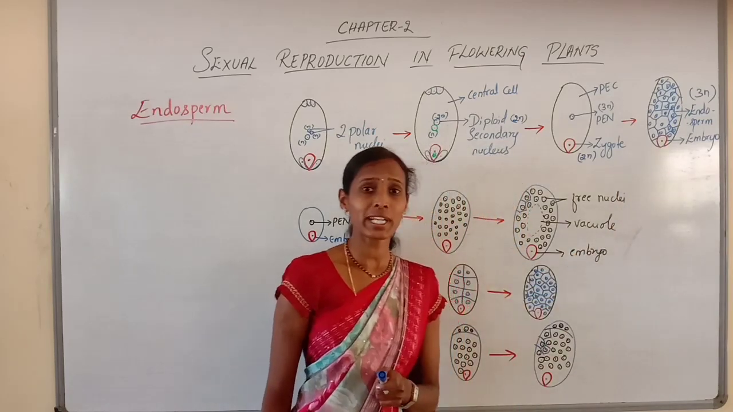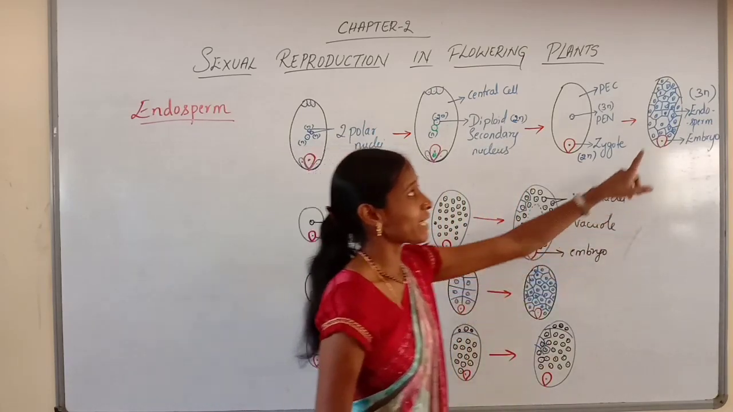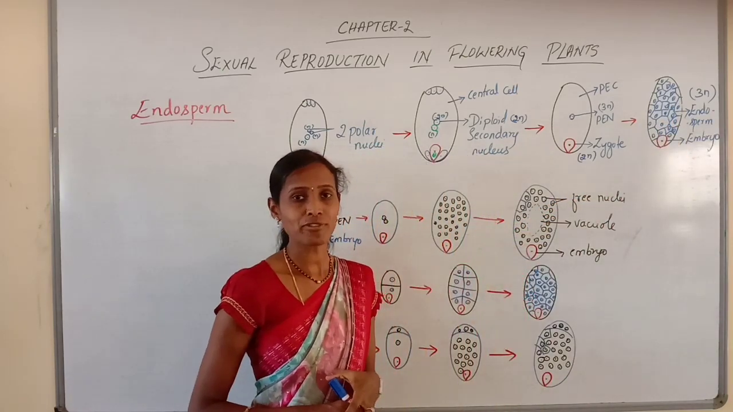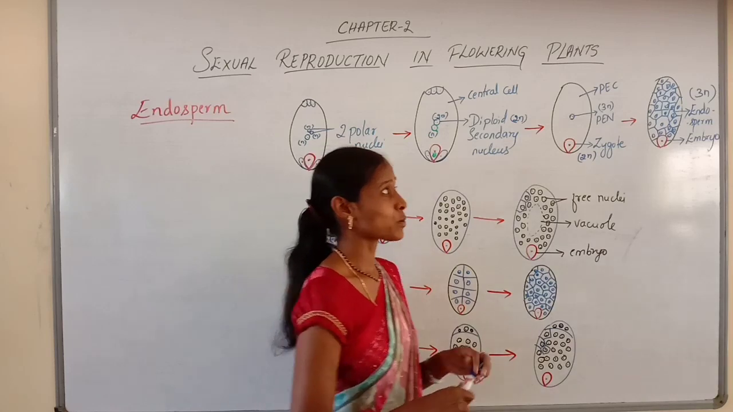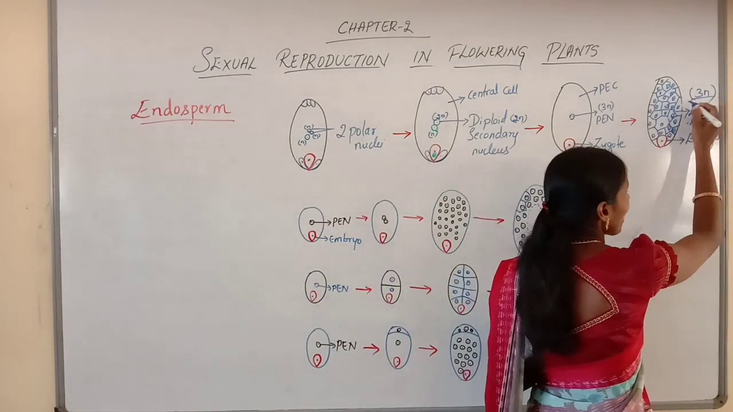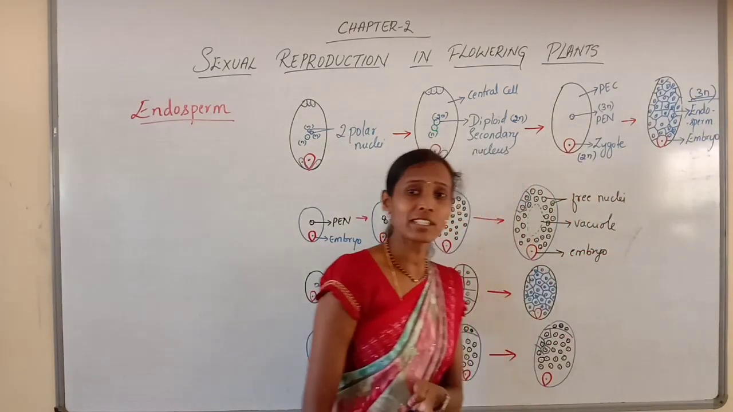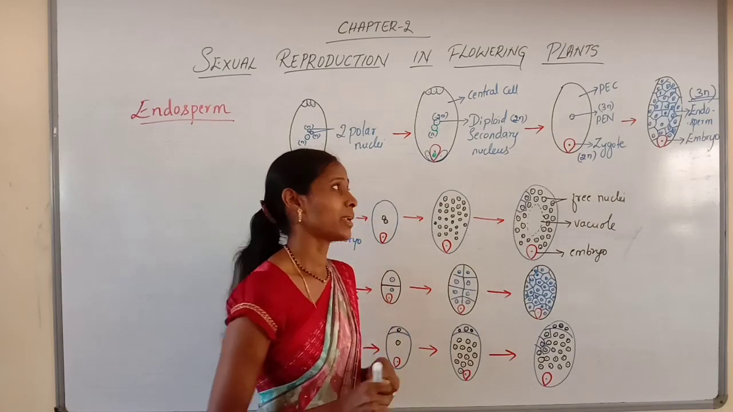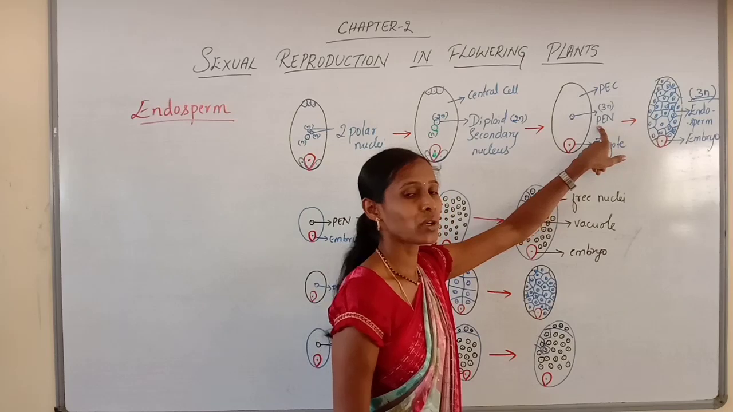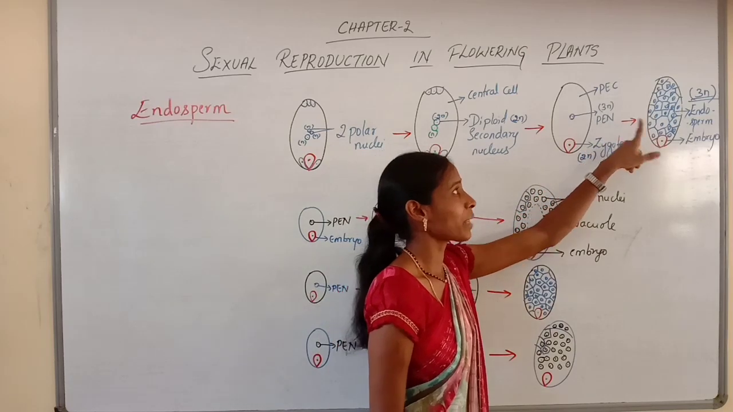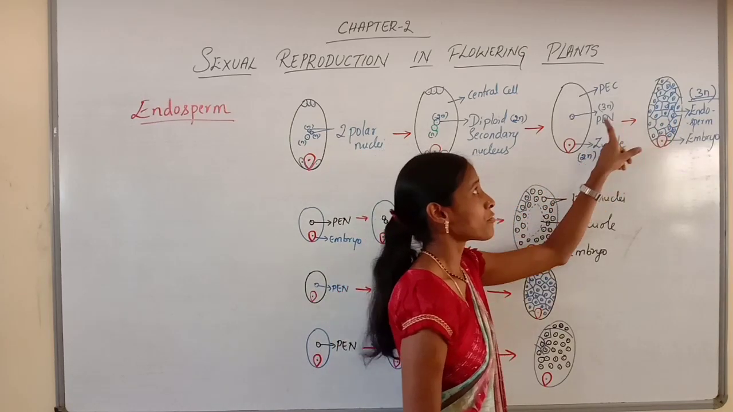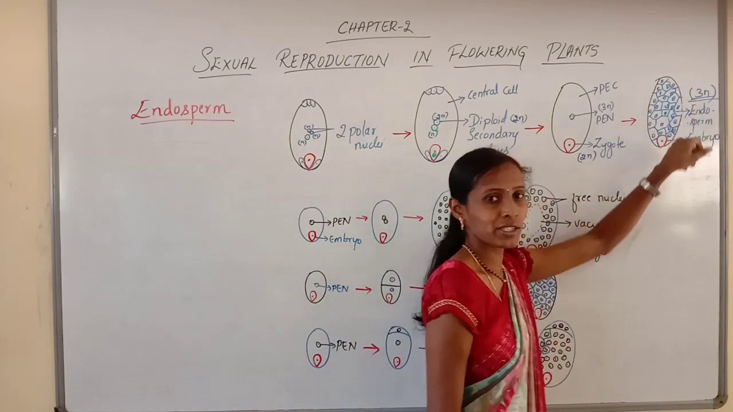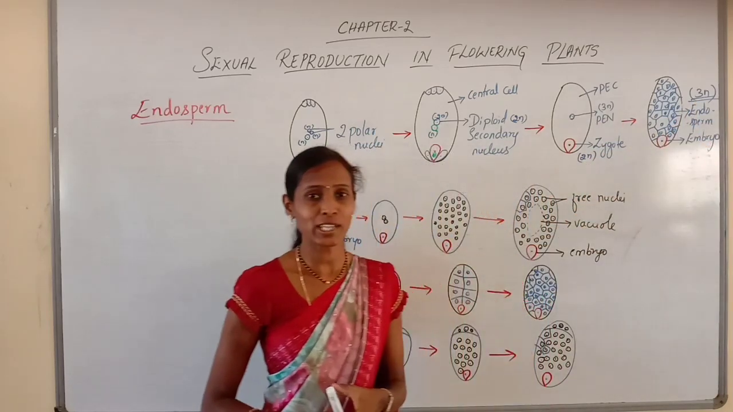And very importantly, you should note the endosperm in the case of angiosperms. In angiosperms, the endosperm is always triploid. Then why is it triploid? Because it is the product of triple fusion. Here the primary endosperm nucleus is also triploid. At the same time, the endosperm formed from the primary endosperm nucleus is also triploid in nature in the case of angiosperms.